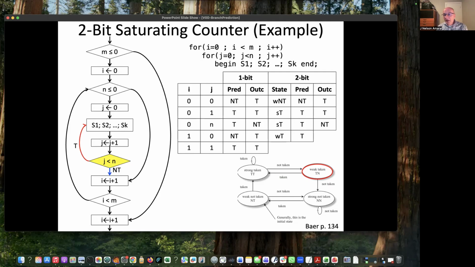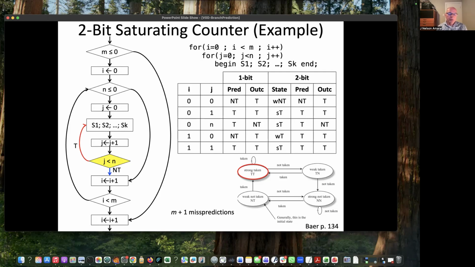And notice that now I made the right prediction because this branch will be taken. And I'll continue to make the right prediction because I go to the strong taken state, I'll predict as taken, and for the entirety of loop j in the second iteration of loop i, I'm making the right prediction. So in this case, instead of 2m mispredictions, I have m plus 1 mispredictions, which is much better.